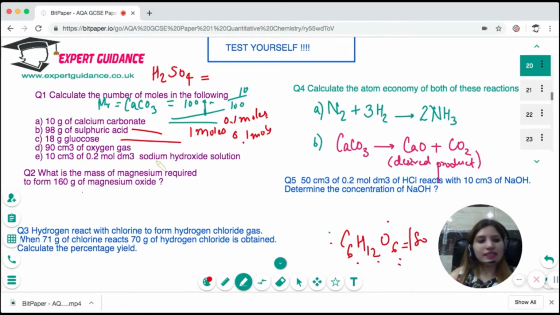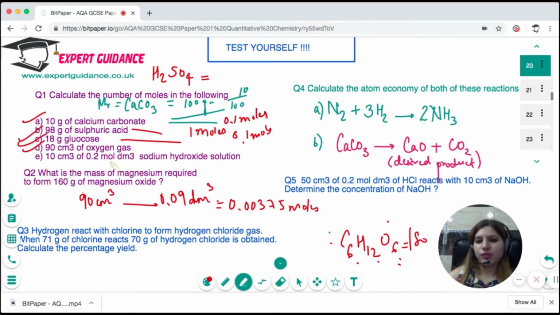Next is 90 centimeter cube of oxygen. So first you will convert 90 centimeter cube into dm cube. So you will do 90 divided by 1000, which will give you 0.09 dm cube. And then the 0.09 dm cube, you will divide it by 24, because for the moles, you need to divide it by 24 and you will get the answer as 0.00375 moles.